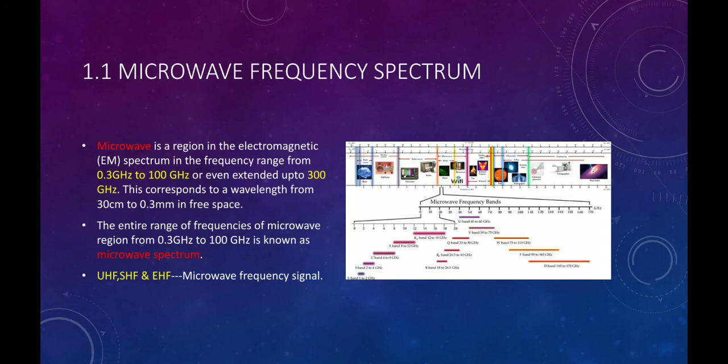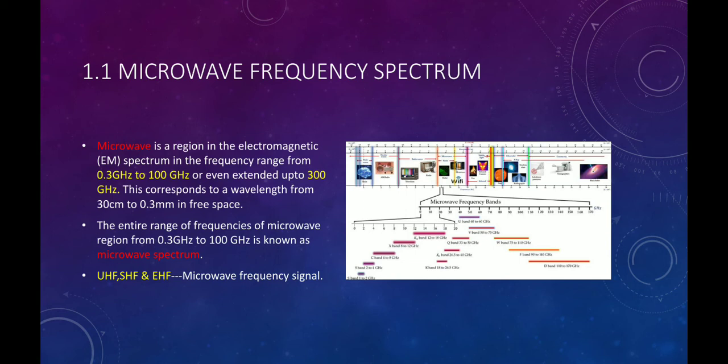So here it is. First we must understand what a microwave signal is. Microwave is a region in the electromagnetic spectrum in the frequency range from 0.3 gigahertz to 100 gigahertz, or even extended up to 300 gigahertz. This corresponds to a wavelength from 30 centimeter to 0.3 millimeter in free space.